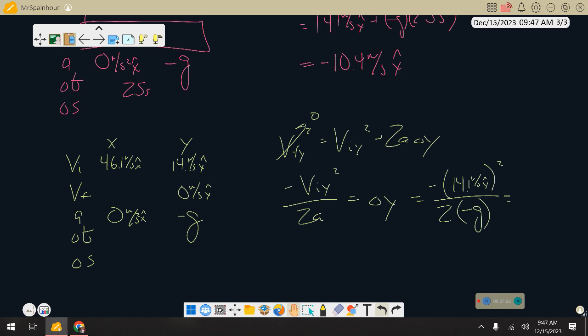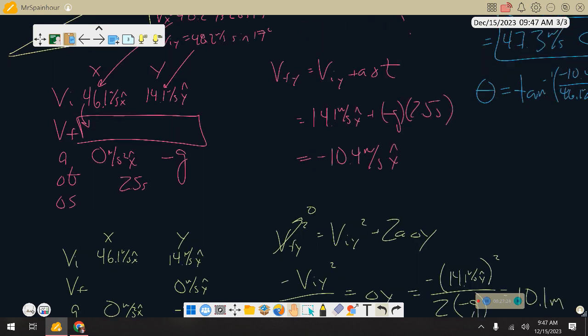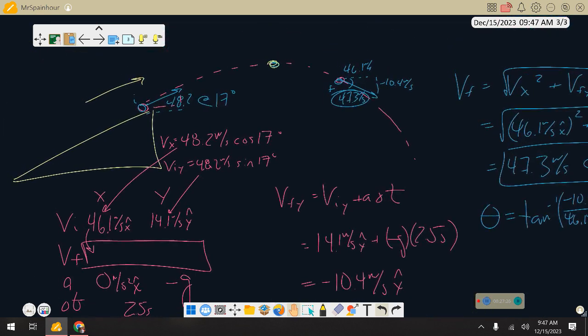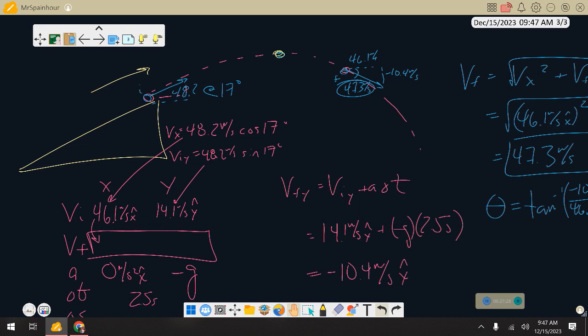What'd you get? 10. I'm gonna go 10.1. All right, is that your answer? Let's go back to the picture real quick. Is the answer of how high this rocket is in the air 10.1 meters? Definitely not.